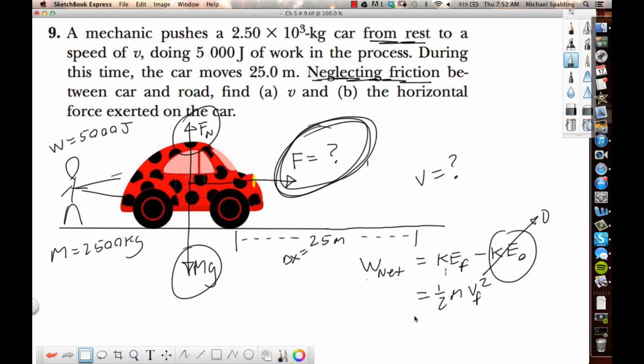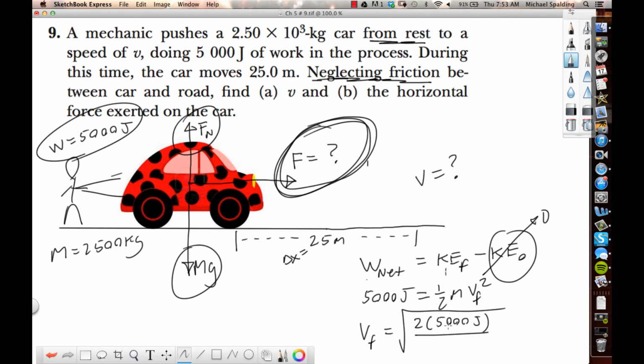We know what the net work is. Sorry. The net work is what? 5,000. So plug that in here. Sorry. 5,000 joules is the net work. We have the mass. So now we can solve for V final. So V final is going to be square root of 2 times 5,000 joules divided by the mass, which is 2,500. So this comes out as square root of 4, which is 2. So the velocity, we now know the V final is 2 meters per second.